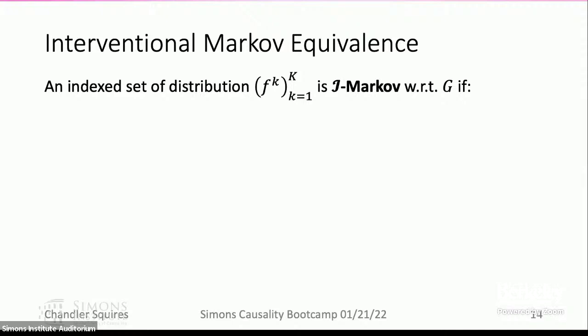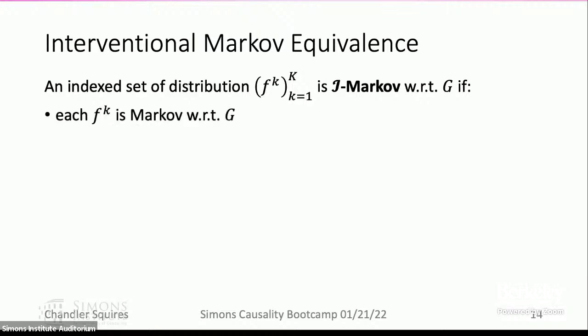there's many equivalent characterizations, but one thing that we said was that it factorized according to that graph. So you can write out the distribution over the variables as a product of each of the variables given its parents, the conditional distribution of each variable given its parents. So we're going to define a similar notion for now an indexed set of distributions where we get one distribution for each intervention.